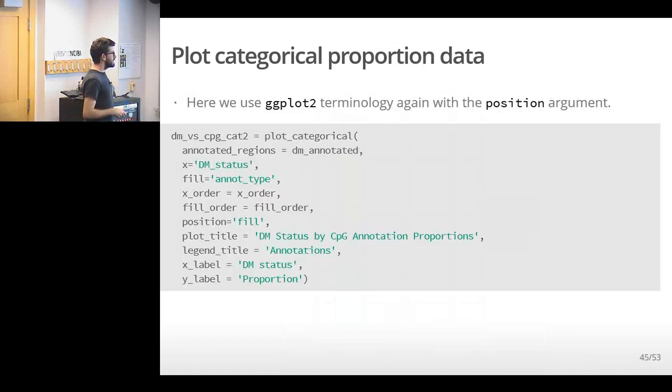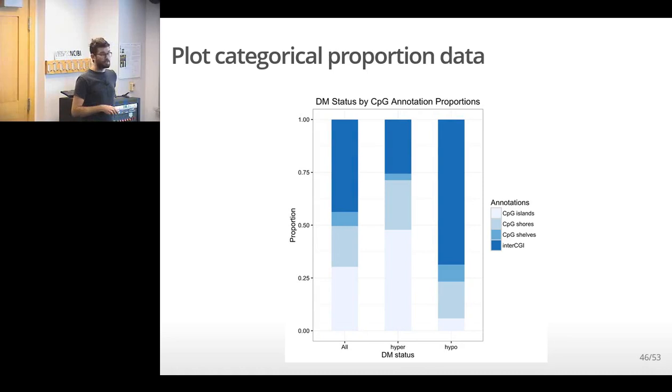So you might want to do the same thing except replace this position parameter with fill so that it gives you the proportions instead. And so you can see immediately that in the hypermethylated, there's a lot more regions occurring in the CpG islands and shores versus what I would say the background is, or even versus the hypo, whereas hypomethylation is occurring more in intergenic regions, or inter-CGI regions. So this gives you an idea of how your data is behaving.